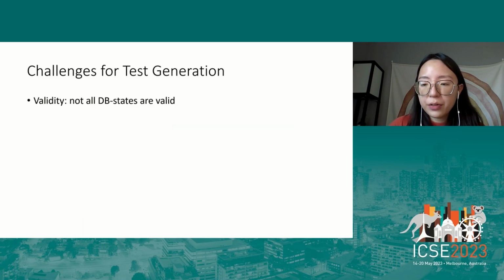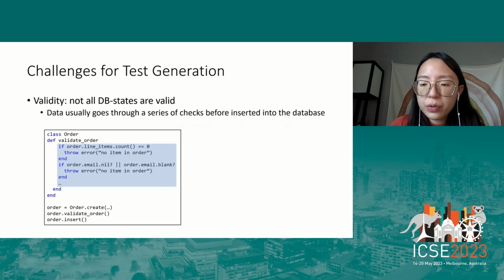The second challenge is that not all DB states are valid. Usually the data is programmatically inserted into the database, which usually goes through some checks. Like before the order is submitted, the application checks that the order has some items and the email is not blank. So any database with an empty order or an order without an email would not possibly be seen by the application.